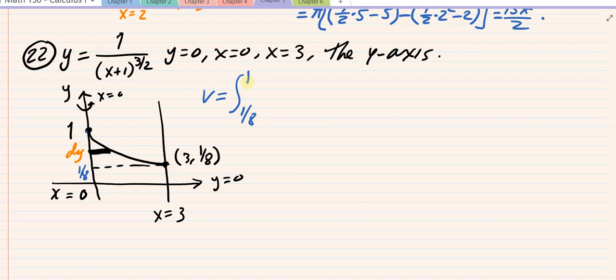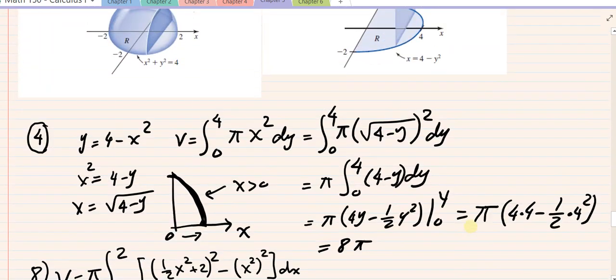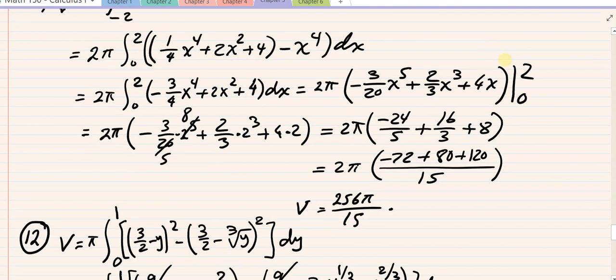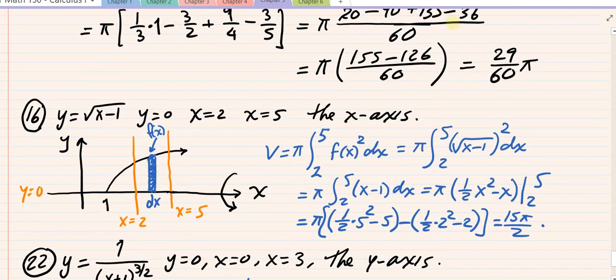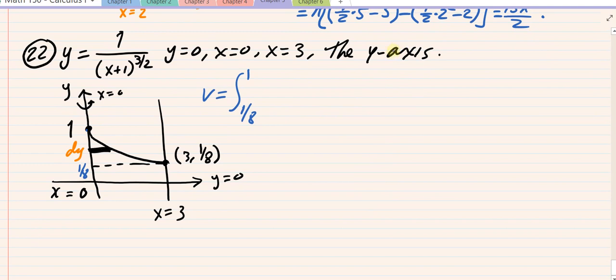Let's see, for number 22, about the y-axis, right? Let me make sure I copied that correctly. In number 22, I think it was about the y-axis. Oh, I'm sorry. It's about the x-axis. That's fine. We can set it up for the y-axis, but then the question asks for the x-axis also. So I'm going to do it as if it was for the y-axis. Okay, so it's going to be 1/8 to 1.